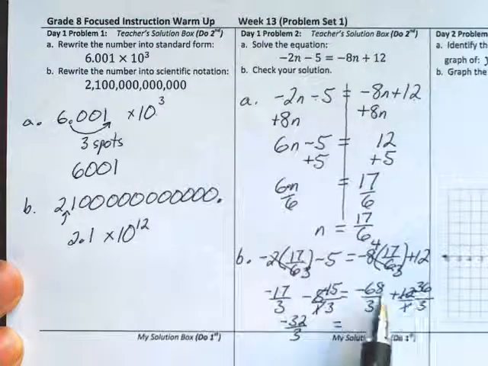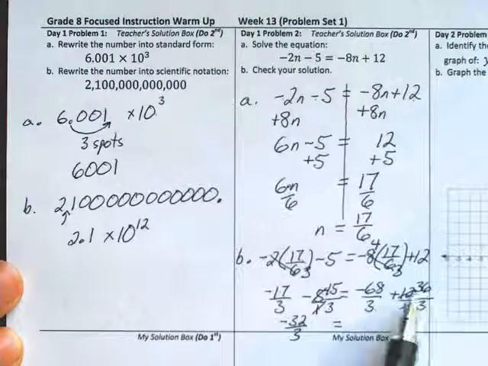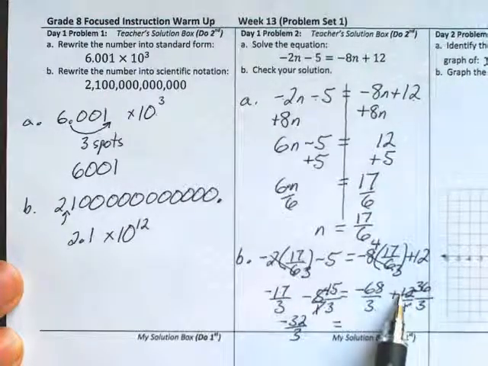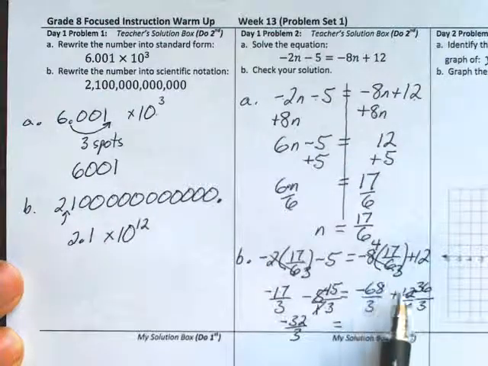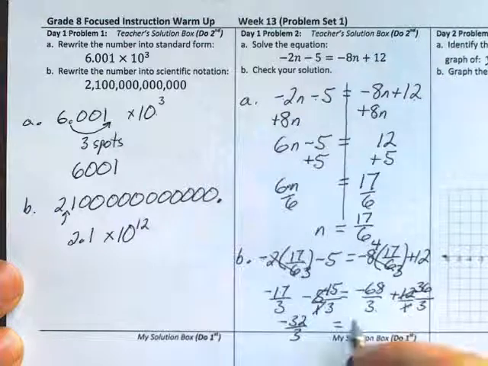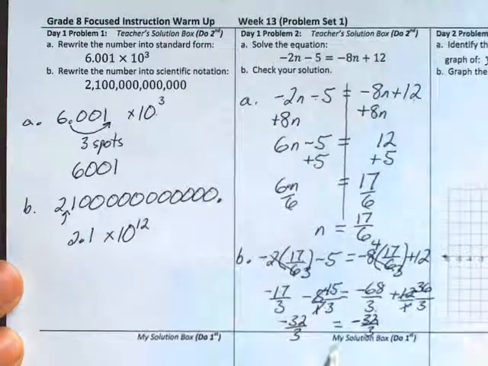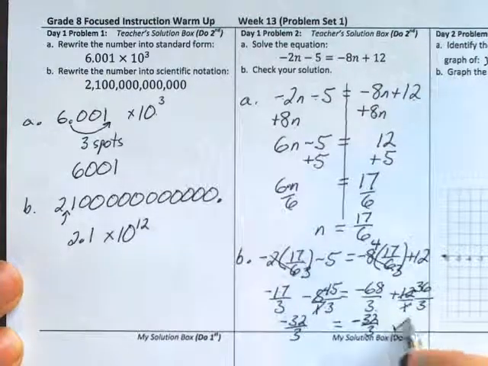Okay, now we can combine these. Negative 68 plus 36. These have different signs, and so we subtract the numbers. 68 take away 36, and that is negative 32 thirds. The left side and the right side of the equation do match. This checks.